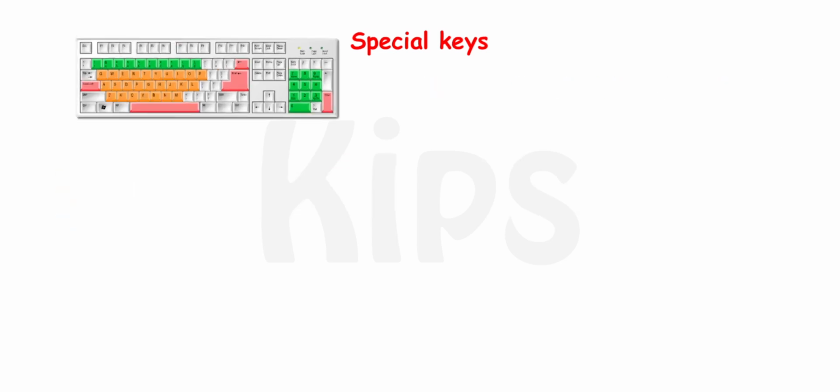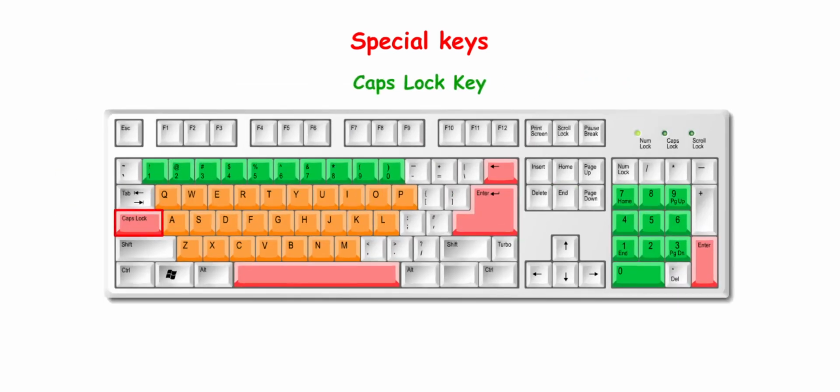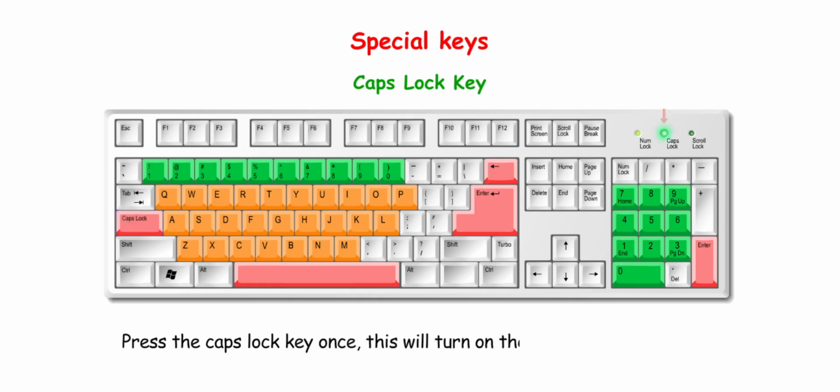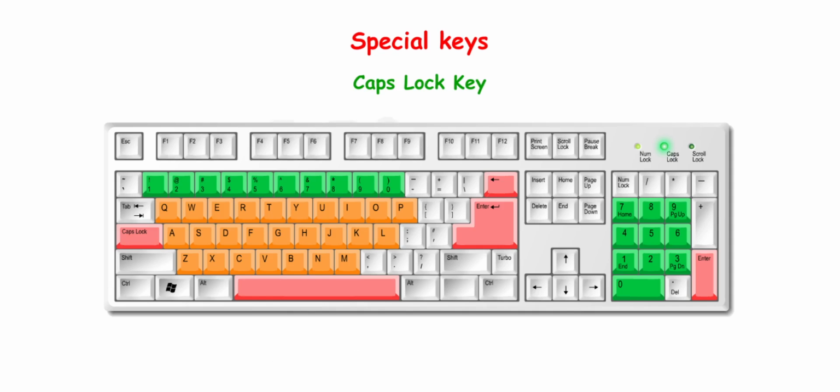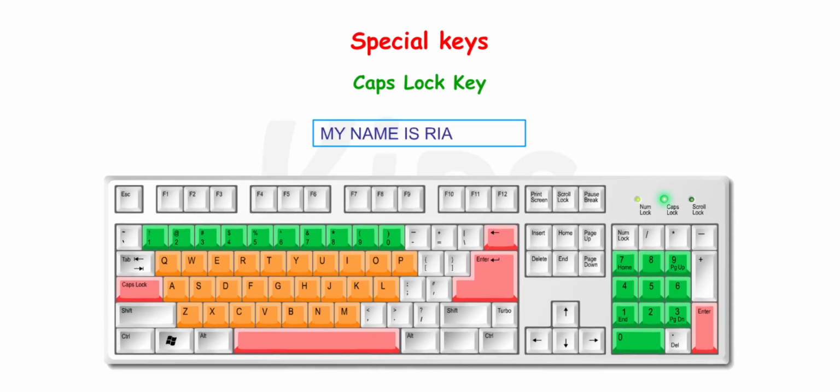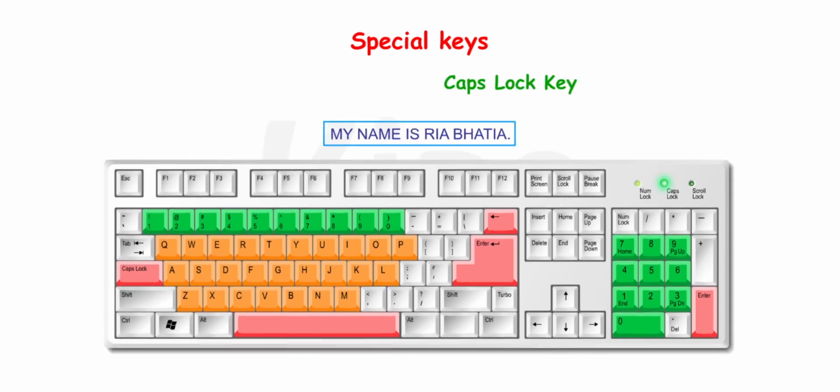Let us discuss about Caps Lock key. The Caps Lock key is used to type capital letters. Press the Caps Lock key once. This will turn on the light of the Caps Lock. Type the text. It will appear in the capital letters. For example, my name is Ria Bhatia.